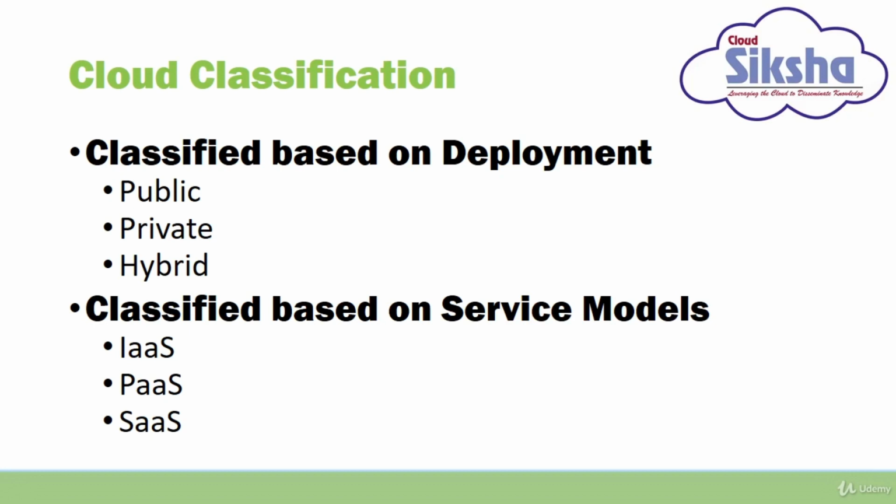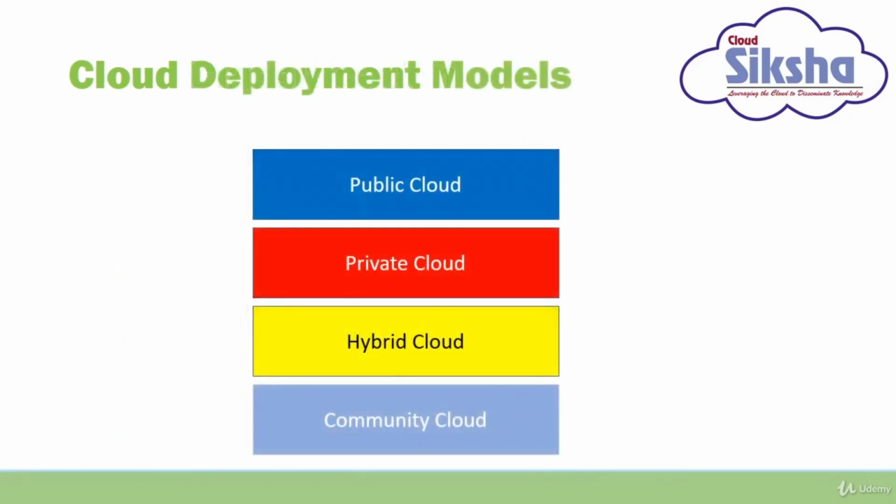First one, let us talk about the deployment of a cloud. The cloud deployment can be of four types. One, it could be a public cloud. Two, it could be a private cloud. Three, it could be a community cloud. And four, it could be a hybrid cloud.